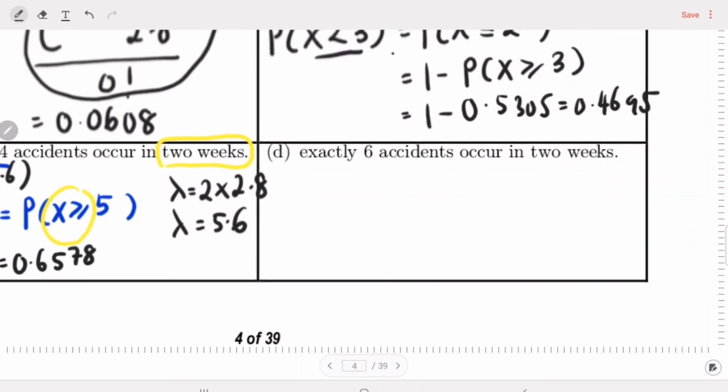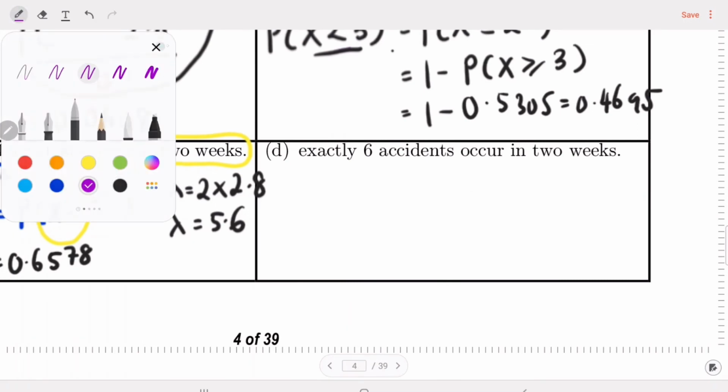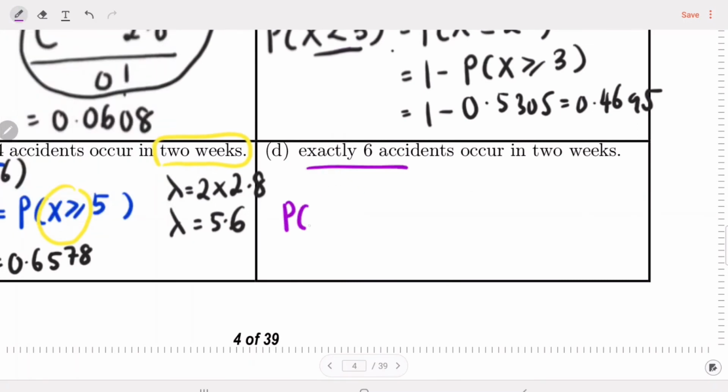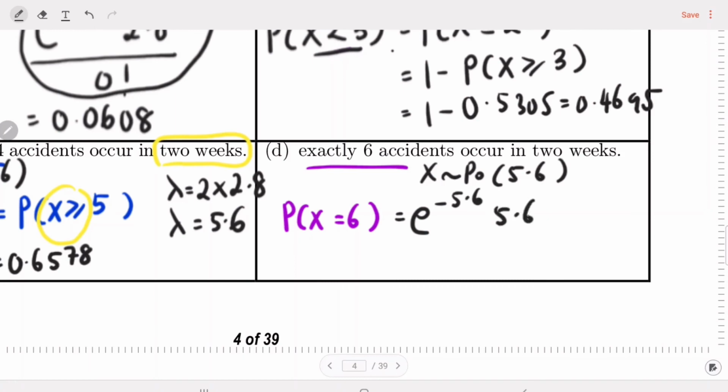0.6578. And then the last one, exactly 6 accidents, probability x equal to 6, occur in 2 weeks. It also means that lambda equal to 5.6, x tilde Poisson 5.6. You can use the Poisson table, or you can just use the Poisson distribution formula. I'm going to use the Poisson distribution formula, which is e to the power of negative lambda, lambda to the power of x divided by x factorial, which will give you the value of 0.1584.